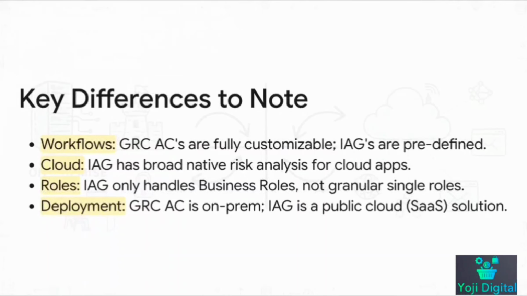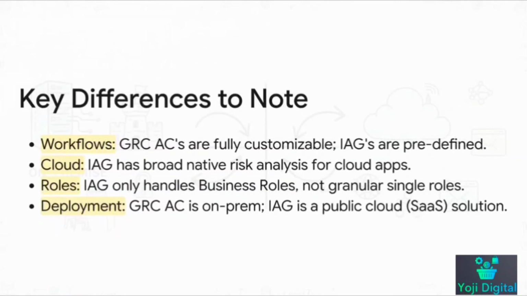Another key point is how they handle roles. GRC is incredibly granular with single role maintenance, like a key to one specific door. IAG focuses on business roles, like giving a manager a master key for a whole floor. It makes IAG simpler to manage, but GRC offers more fine-tuned control.